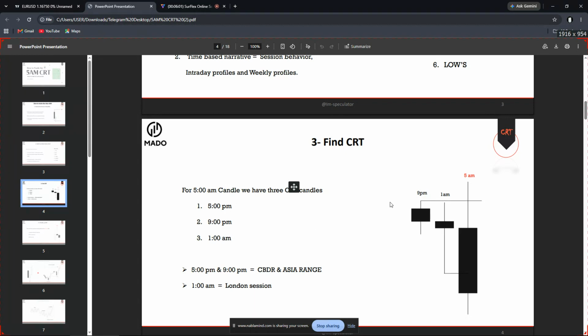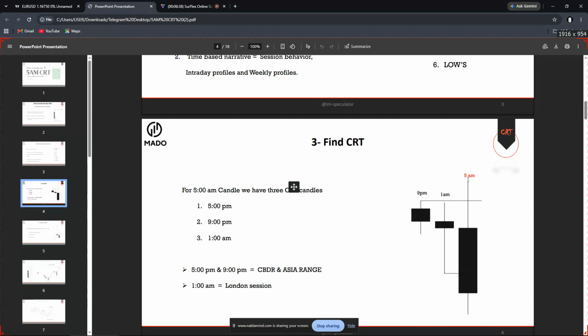Now, looking at this diagram, you can see here that we have the 9 p.m. candle when the market closed. Now we have the 1 a.m. candle, which is a new day, in a new daily intraday profile. So the 9 p.m. and the 1 a.m. are going to act as liquidity for the 5 a.m. So this is how to trade the 5 a.m. Now, when the new candle opens the next day, price is going to move up, clearing the high of the 9 p.m. and also the 1 a.m., forming as liquidity during the Asian session.